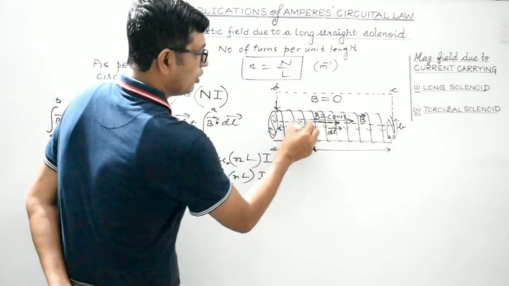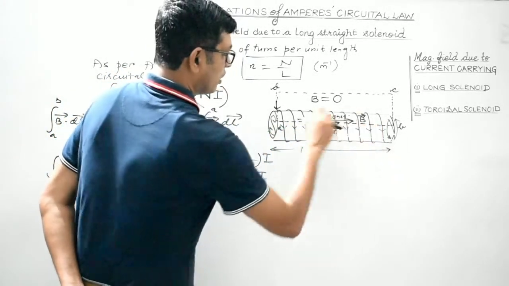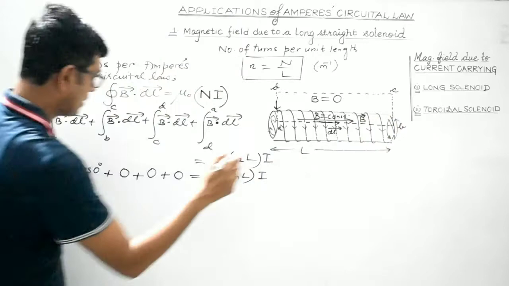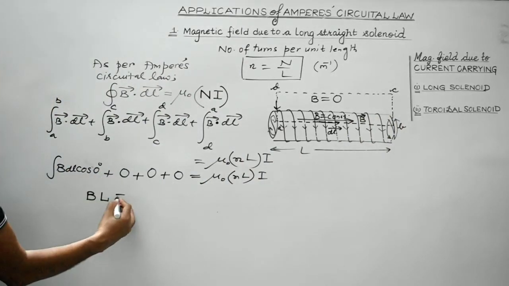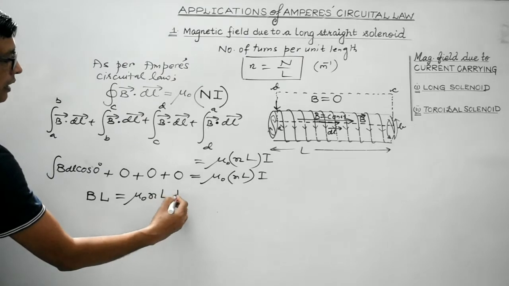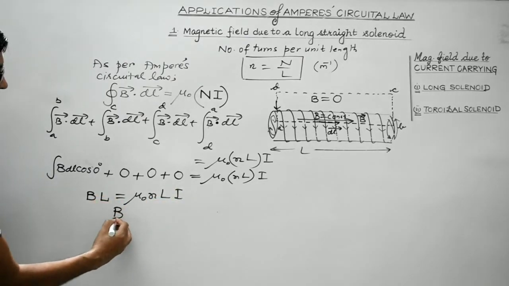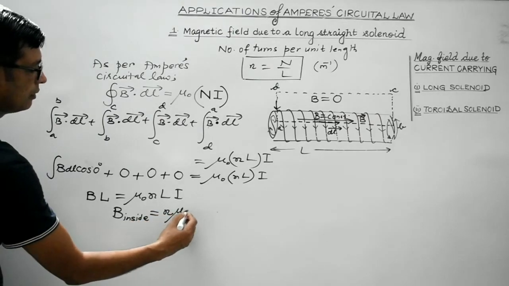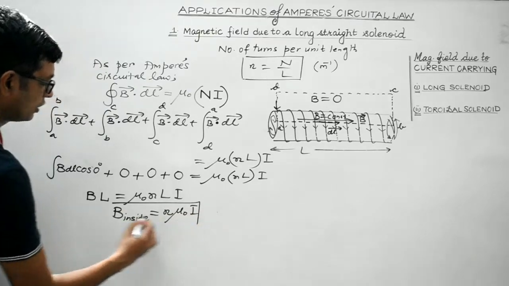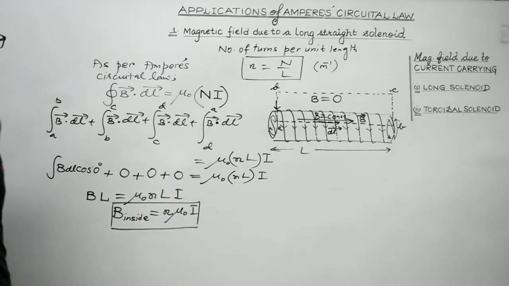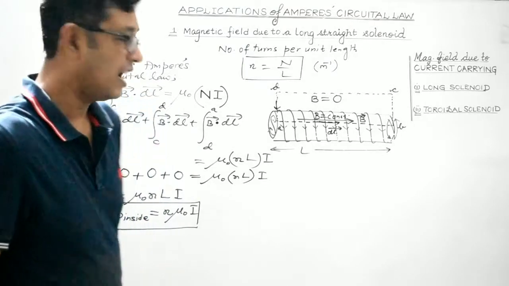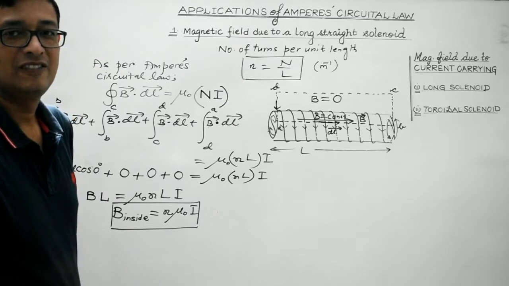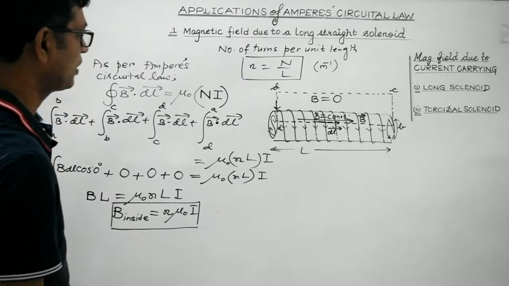If you integrate the small elementary portions from A to B, that will give you the total length of A to B of the loop. And the length of the AB portion is capital L. Cos 0 is 1, so it will be mu naught n L I. L will get cancelled. So the magnetic field at a point inside a current carrying solenoid is n mu naught I. Students, this is the expression for the magnetic field at a point inside a current carrying straight solenoid. Clear students? Now we will discuss some special cases.